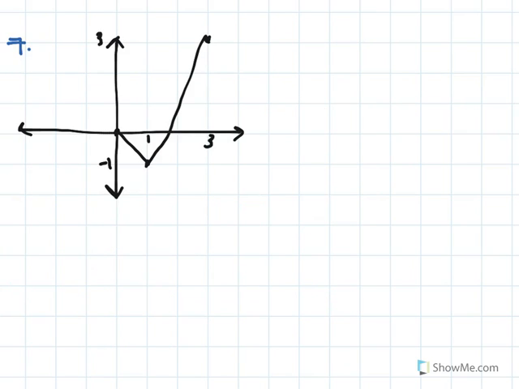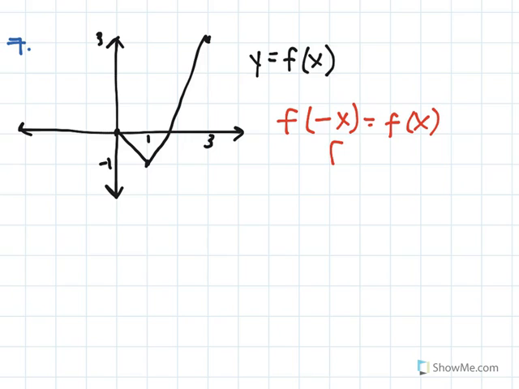In this question, we're given half of the graph of y equals f of x, and we're asked to figure out what the complete graph would look like given that f of negative x is equal to f of x for all x. So keeping this rule in mind, we're going to be able to figure out what the other half of this graph looks like. From this graph, we can see that f of 1 is equal to negative 1.